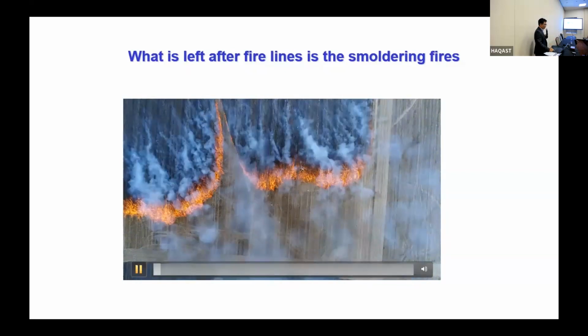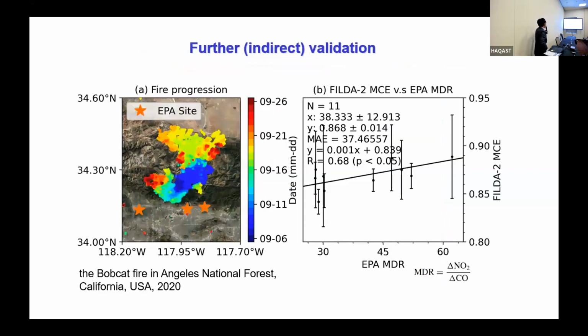I probably have 1 minute left, so I will just tell you that we actually validated this product with the EPA monitoring of NO2 versus CO. It's happening in California. There are 3 sites downwind of the fire, and you can look at the days. We characterized the modified combustion efficiency versus CO2 versus CO. There are very good correlations there. So this product is now in the pipeline for production, and maybe in a month or so, you should be able to get this data from NASA's website.